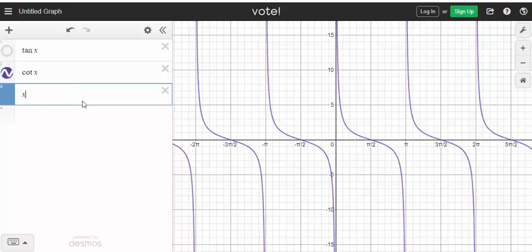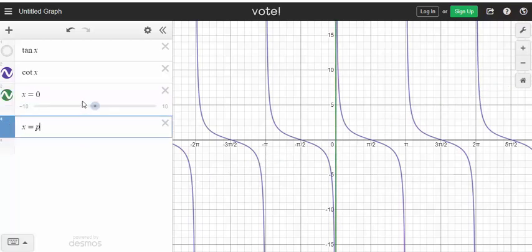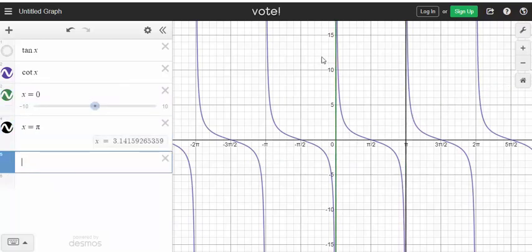In fact, let me type in x equals 0 and x equals pi, just to illustrate that the green line and that black line are the equations of the asymptotes. So you can see it right there. So from 0 to pi is pi units. The period for cotangent is pi units. It just keeps repeating itself.